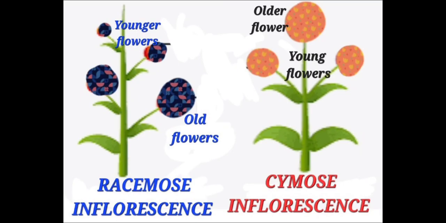Based on whether the floral axis continues to grow and shows indeterminate growth, or ends in a flower showing determinate growth, the classification is into two different types, the racemose and the cymose types.